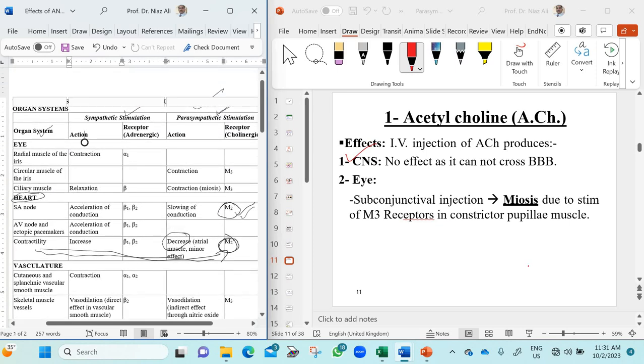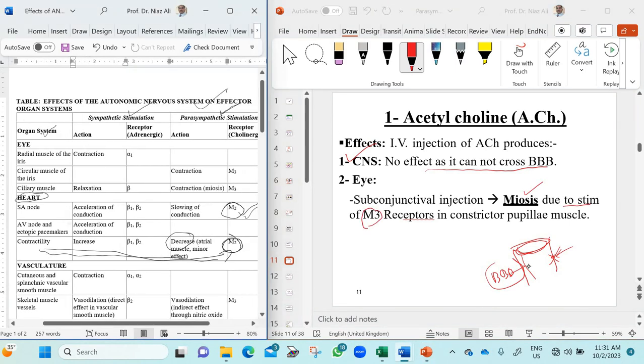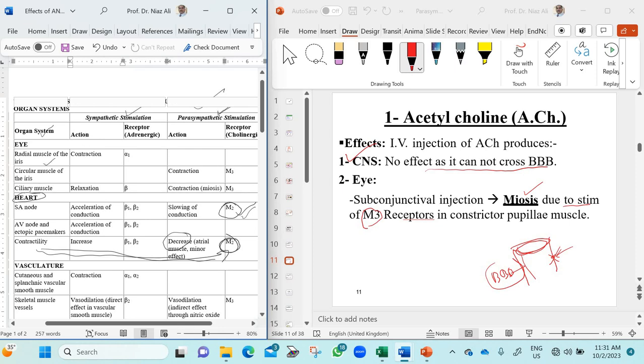It cannot cross the blood-brain barrier because the blood vessels are not fenestrated. They don't have pores. So it cannot cross the blood-brain barrier, BBB, at the level of the central nervous system. Therefore, it has no effect. As for the eye, there is miosis due to the stimulation of M3 receptors. You can see on this side, in the radial muscle fiber, there is no receptor of the parasympathetic division of the autonomic nervous system.